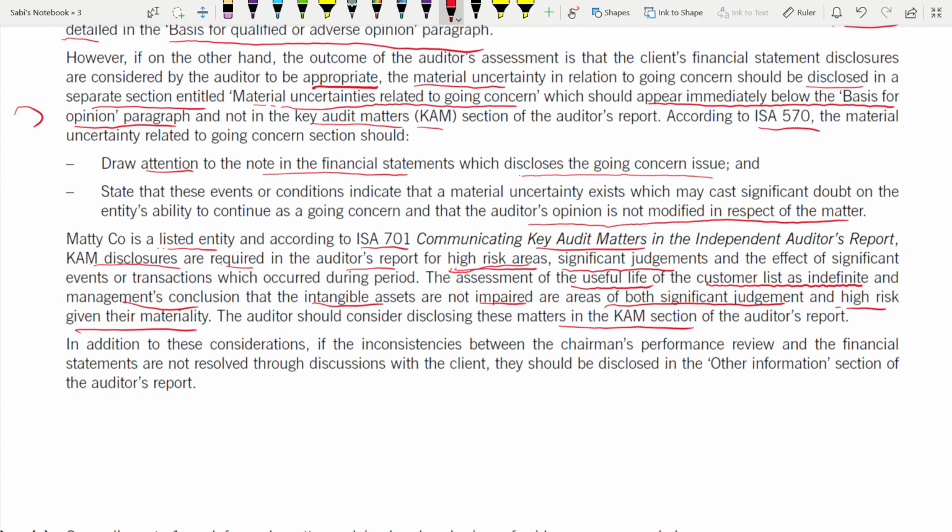Also, after taking this into consideration, let's talk about the inconsistencies. If the inconsistencies between the chairman's performance review and the financial statements are not resolved, that means there are still inconsistencies between these two. You have discussed this with the client, but still it is not resolved. What should you do? Where should I disclose this? They should be disclosed in the other information section of the auditor's report. If it's not resolved, then it comes under other information. There's a section in the auditor's report which is known as other information. Then it should be disclosed under that. Okay.